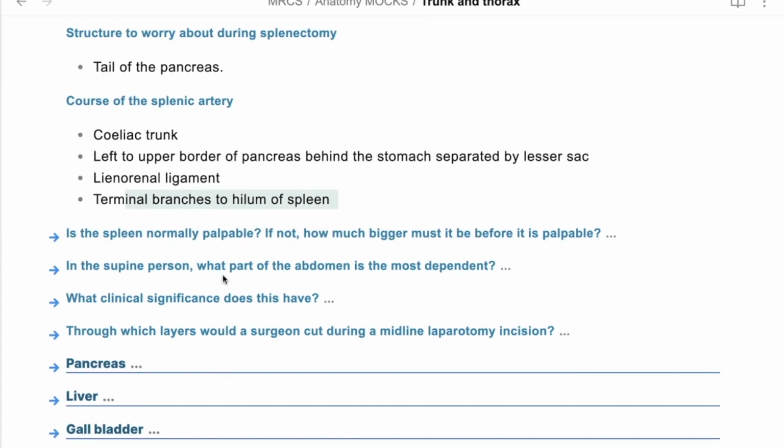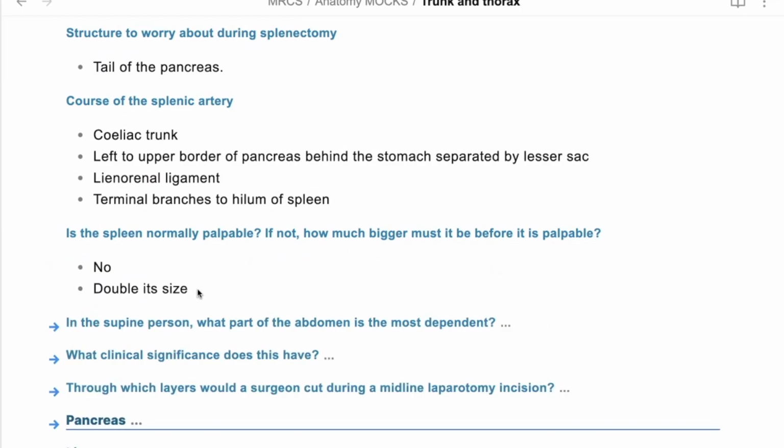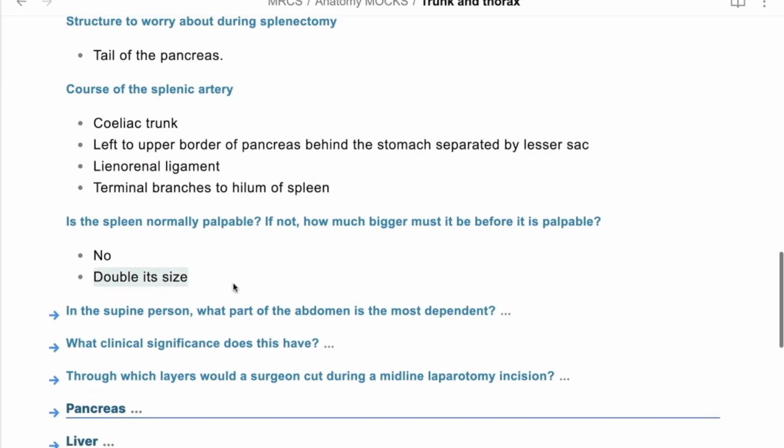Okay, great. So is the spleen normally palpable in your examination? No, sir, it's not normally palpable. When will it start to be palpable? If it's more than 5 centimeters, then we can palpate it. Well, to be more specific, it's not 5 centimeters. To be more specific, when it's double its size, twice its normal size, you will be able to palpate it.